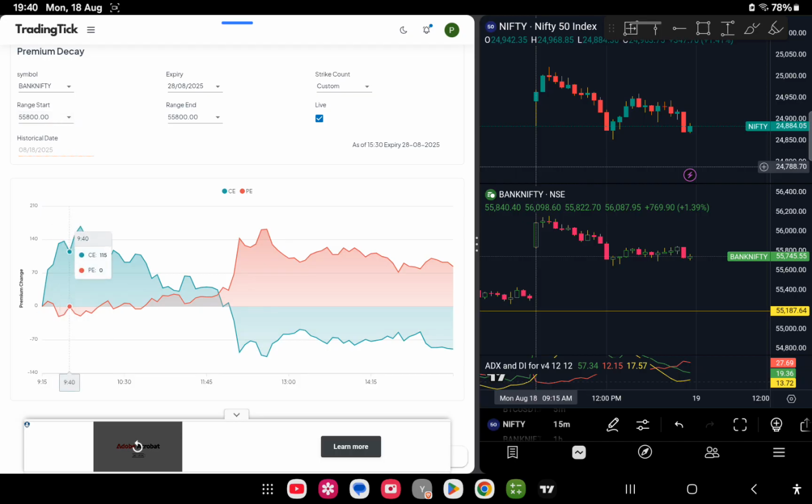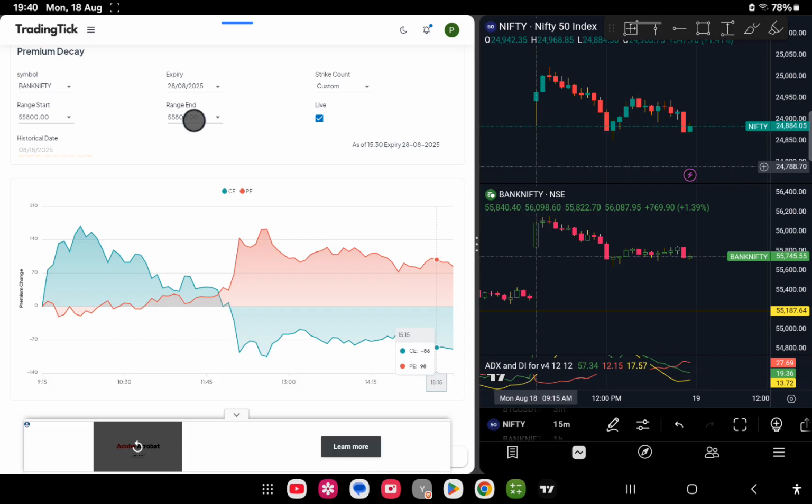Now you could see in Bank Nifty, at first the buyers were winning and then after 12:20 it slowly started to decay. That too, the buyers were winning the whole day. You could see the count.